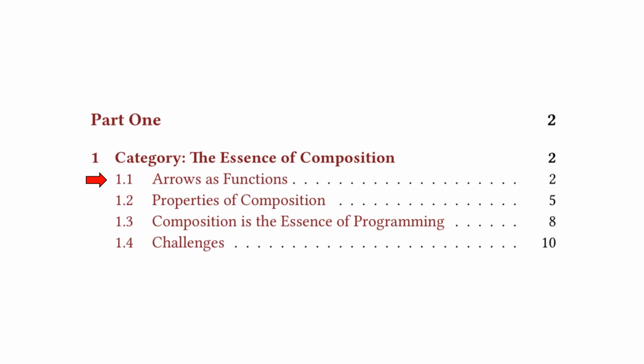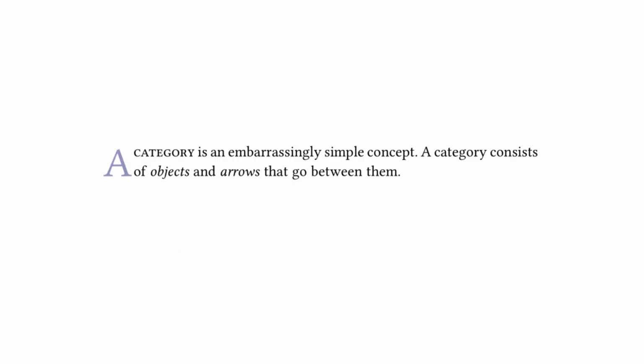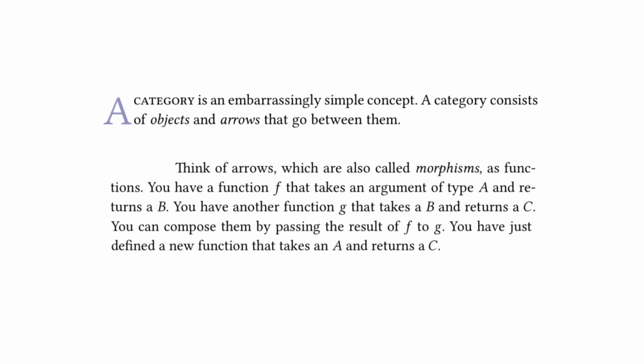So moving on to the actual content of our chapter, we're starting at subsection 1.1, arrows as functions. The text reads, a category is an embarrassingly simple concept. A category consists of objects and arrows that go between them. The text then goes on to read, think of arrows, which are also called morphisms, as functions.